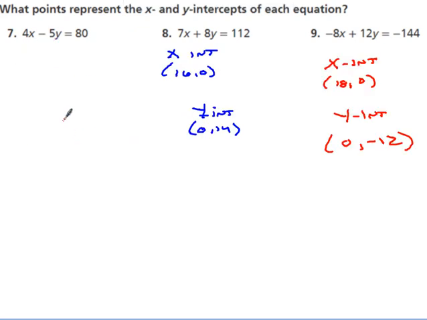Okay, so those are your answers. For number 8, your x-intercept was (16, 0). The y-intercept was (0, 14). The x-intercept, I just plugged in 0 for y, which made that go away. 112 divided by 7 is 16. And then for my y-intercept, I just plugged in 0 for 7x, which makes that go away. So divided by 8, 112 divided by 8 is 14. And then same thing over here, (18, 0) and (0, -12).